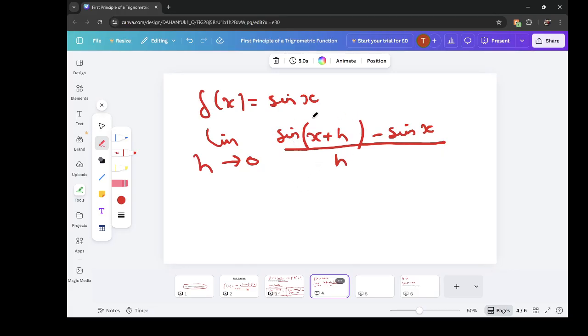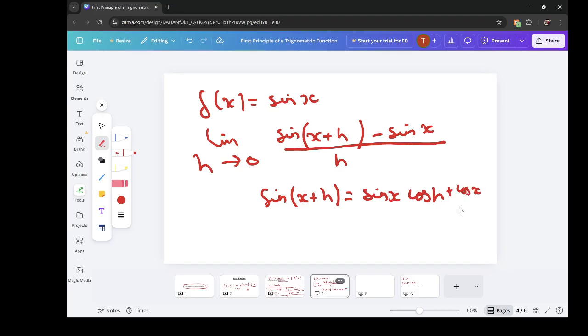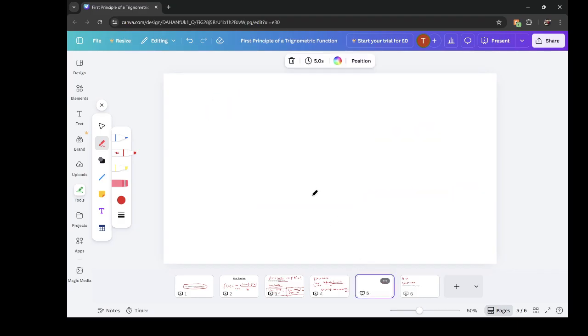Now, as we look over here, we know that this is a compound angle identity. That means that we can replace sine of x plus h with sine x cos h plus cos x times sine h. That is, this expanded is equal to this. We know that this is equal to that, so we can plug it into our equation. So let's go on to the next page.